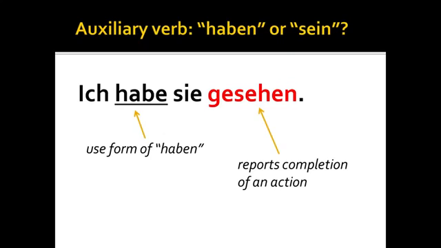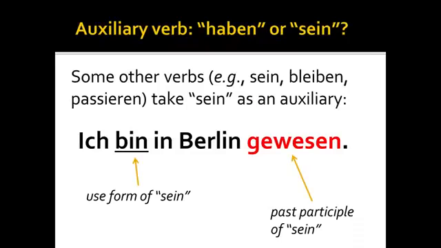Finally, there are a few instances where maybe it's less clear that you have to use sein. And some verbs, for instance, like sein itself, bleiben, to remain, or passieren, it happens or occurs to, automatically take sein as an auxiliary. For instance, the sentence you see on the screen, ich bin in Berlin gewesen. I have been in Berlin. Now, there's no motion involved. There's no change of condition. Gewesen is the past participle of sein. And since it is the past participle of sein, I have to use some form of sein as the auxiliary verb.